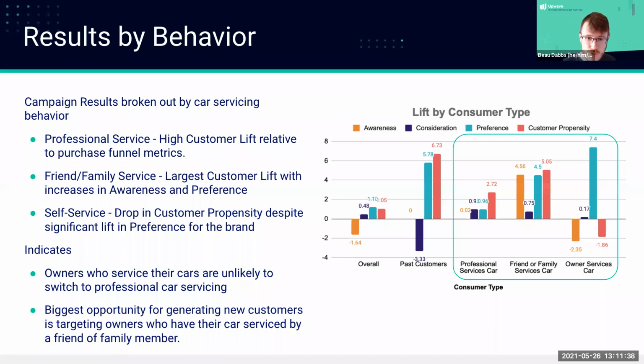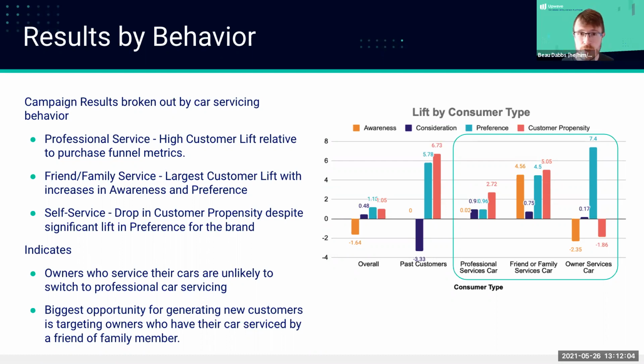And finally, for consumers who typically service their own car, we see a large increase in brand preference, but there's no matching lift in customer propensity. So from this combination of cuts, we have a couple of interesting takeaways. First, owners who service their own cars are unlikely to switch to professional car servicing. Even if you are able to increase their preference for your specific brand, they're just unlikely to become customers.